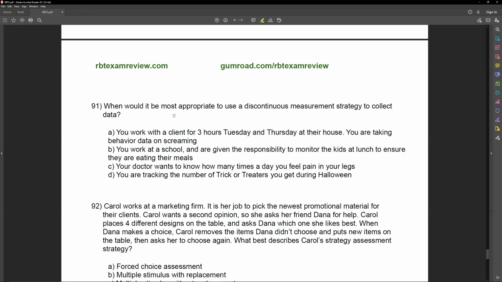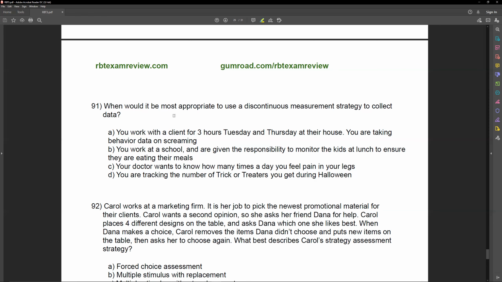B, you work at a school and are given the responsibility to monitor the kids at lunch to ensure they're eating their meals. Okay, now in this situation, you've got more than one client or more than one student to monitor, okay? You're only monitoring at lunchtime, okay? And you're going to be monitoring at different intervals for each kid, right? You can't take data on all kids at all time, right? So you're going to look at each kid at a different time. This is a good situation to use discontinuous measurement, okay?